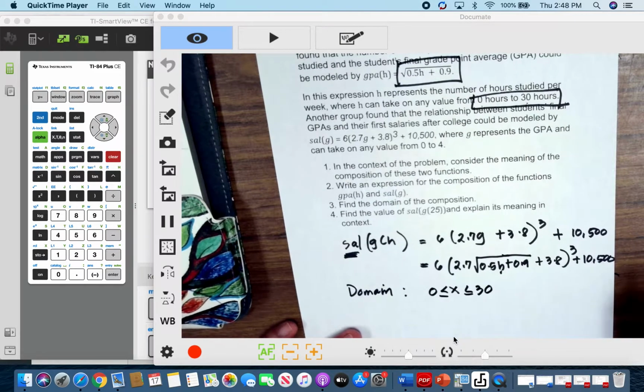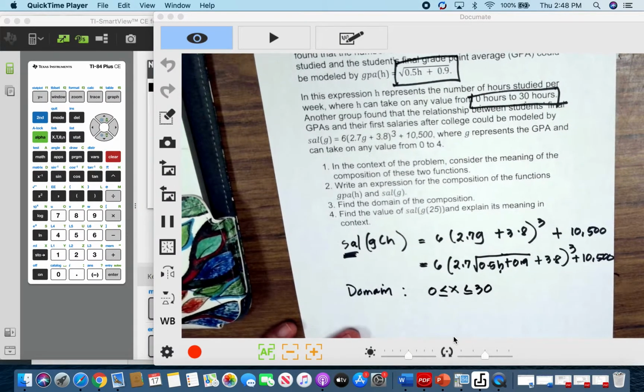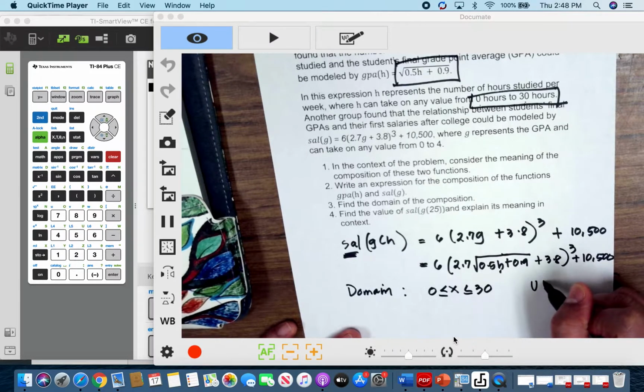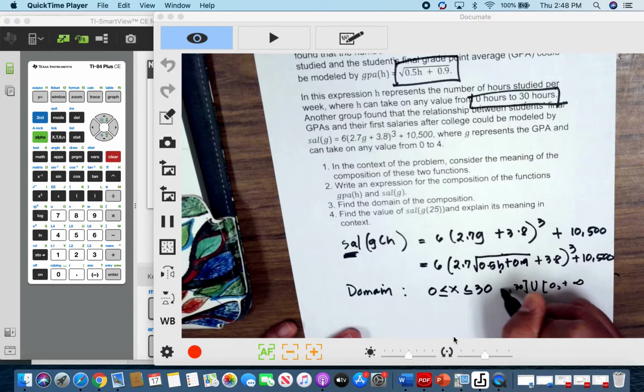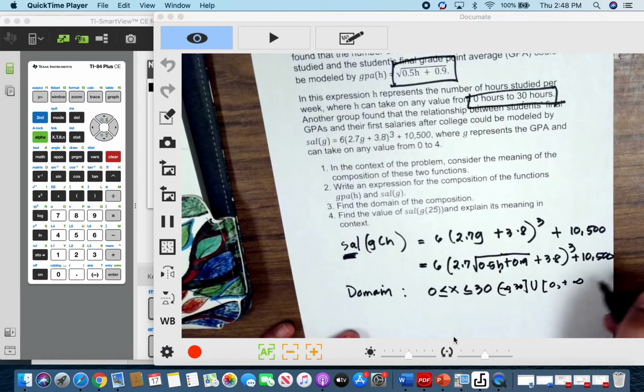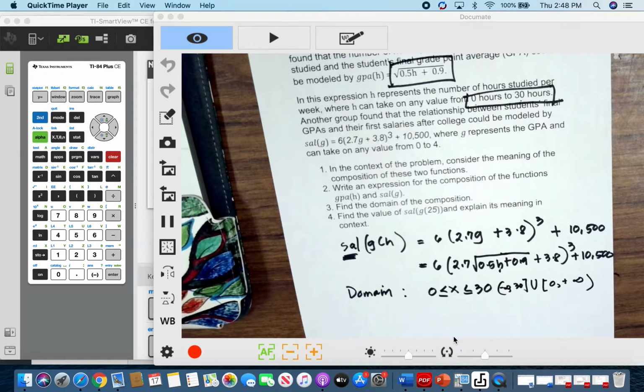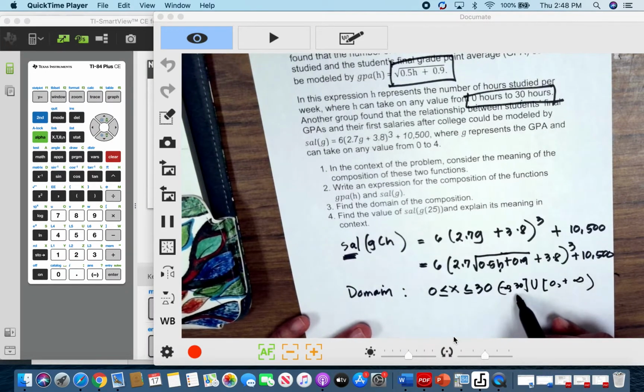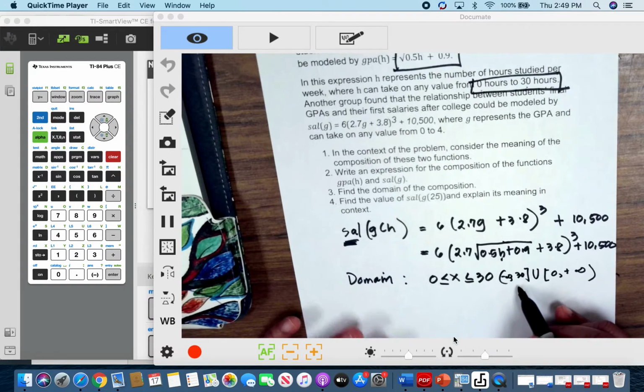Okay, so if it's greater than 0, it goes to the right side, and if it's less than 0, it goes to the left side. So it's actually a union between 0 to positive infinity and then 30 to negative infinity. So that's our domain if you write it in interval notation. So it's greater than or equal to 0 but less than or equal to 30. That's the meaning of that.